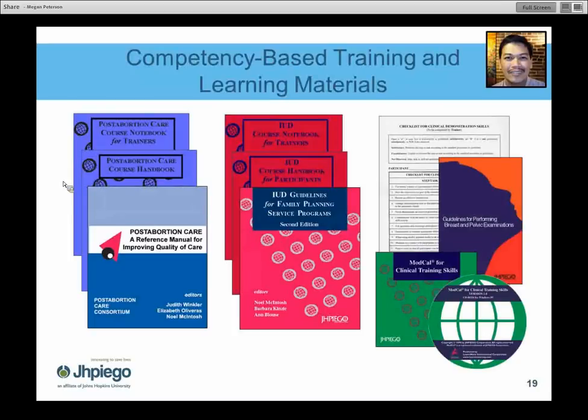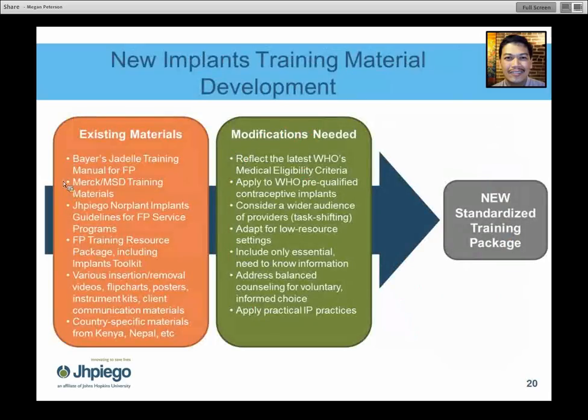So this is just a snapshot of some of the materials that Chipago has developed in the past. The learning resource package would consist of a series of materials, from reference manual that's keyed to trainers, to participants' material. So with the new implants training materials, what we did was take the existing materials, which I've already mentioned a while ago, from Bayer, from Merck, from Chipago's Norplant implant guidelines. The FP training resource package is available in K4 Health, as well as various materials that we have found in the field, reviewed them and modified them to fit into what we would call a standardized learning resource package.